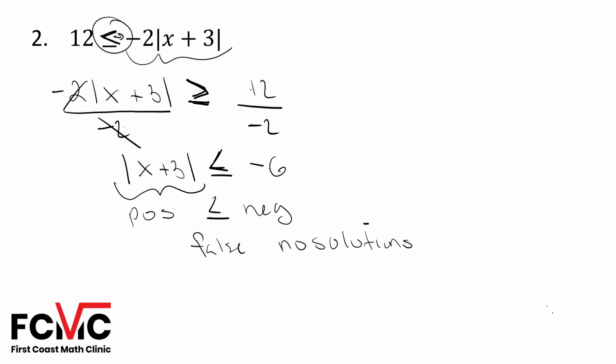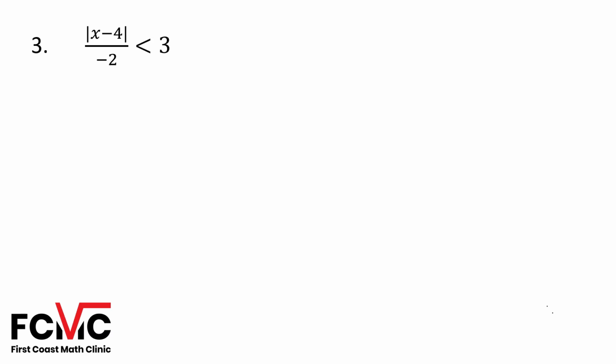All right, let's do one more example. Number 3, I've got the absolute value of x minus 4 divided by negative 2 is less than 3. So let's start by isolating that absolute value. I'm going to multiply by negative 2 and multiply by negative 2. Negative 2's cancel out. So we get the absolute value of x minus 4 and then negative 6 on the right. I'm going to flip that inequality so it becomes greater than.